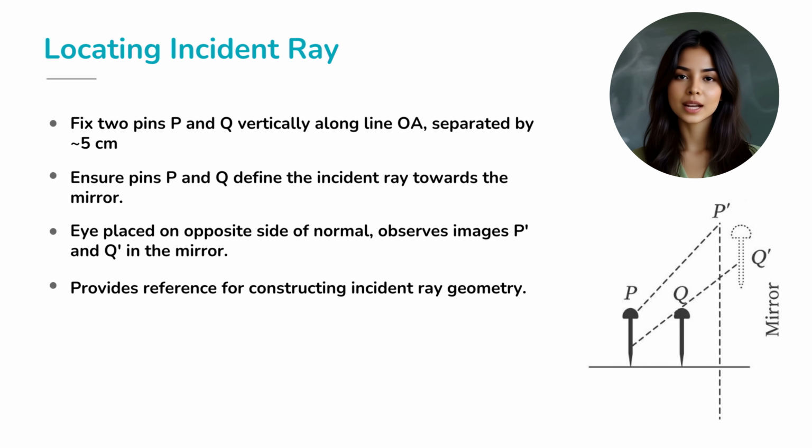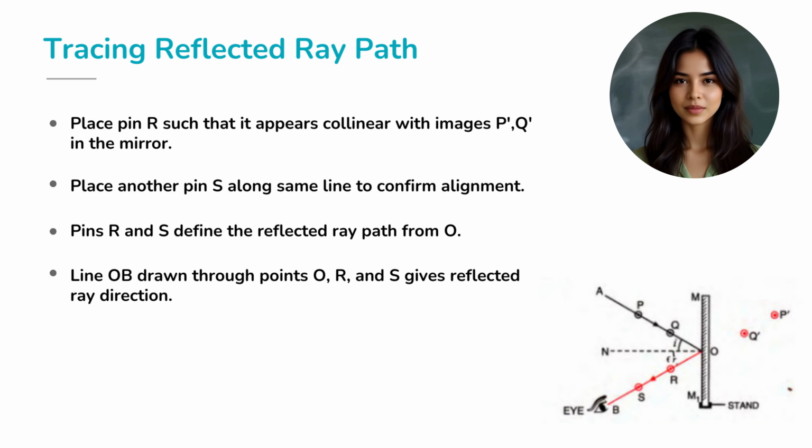It's a little like lining up dominoes. You set the first two, and the rest of the path becomes obvious. Here, pins P and Q define the incoming ray with surgical precision. Now the fun part, tracing the reflected ray. We place pin R so that, when viewed in the mirror, R appears perfectly aligned with the images P' and Q'. Then we add another pin S in line with them, just to be sure.